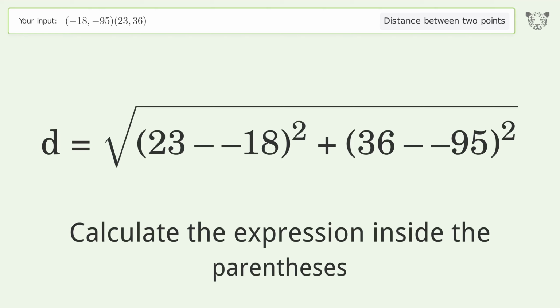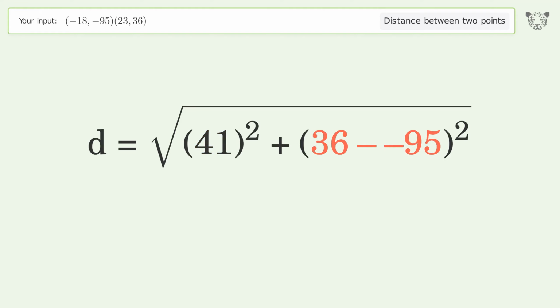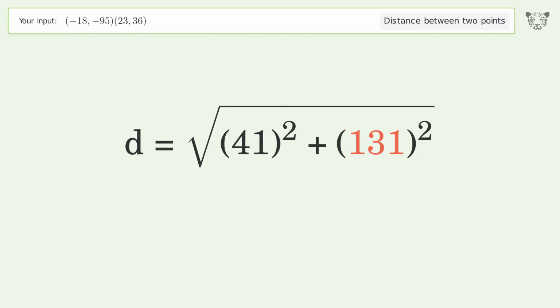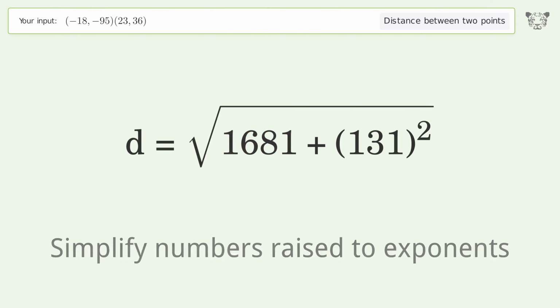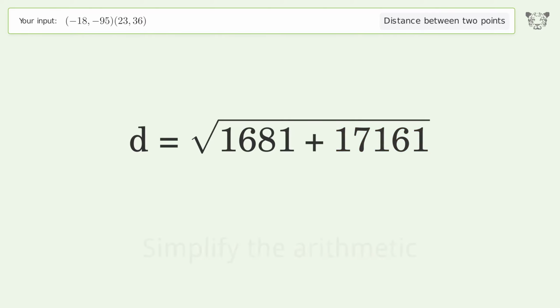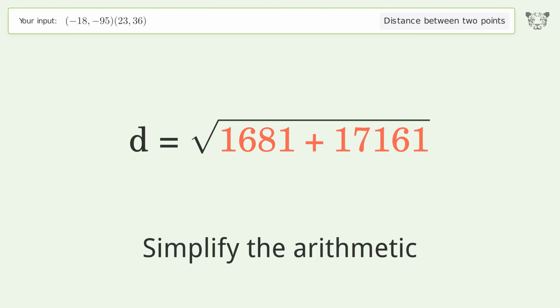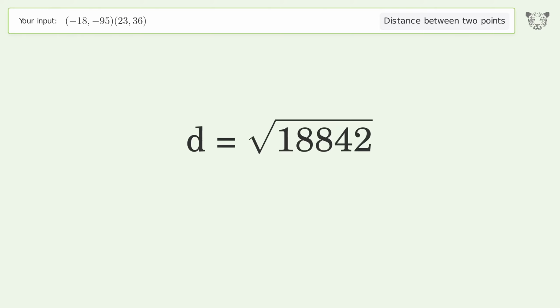Calculate the expression inside the parentheses. Simplify numbers raised to exponents. Simplify the arithmetic. And so the distance between the 2 points is the square root of 18,842, or 137.266.